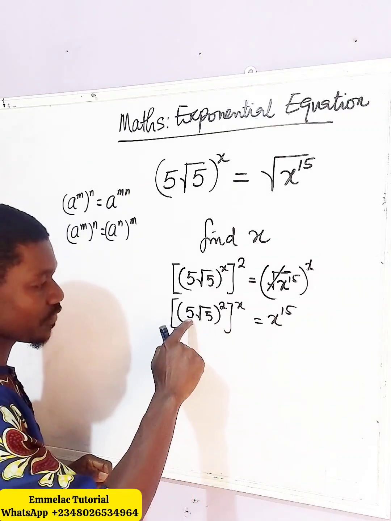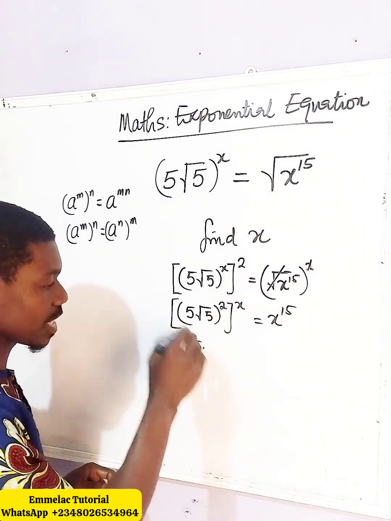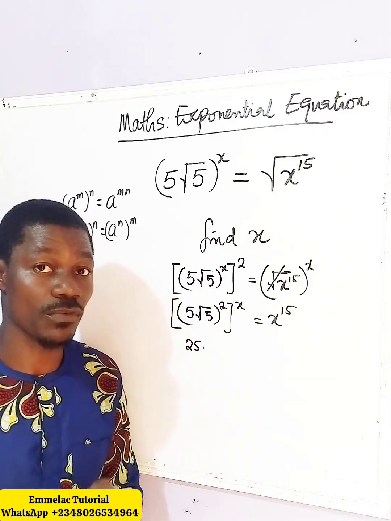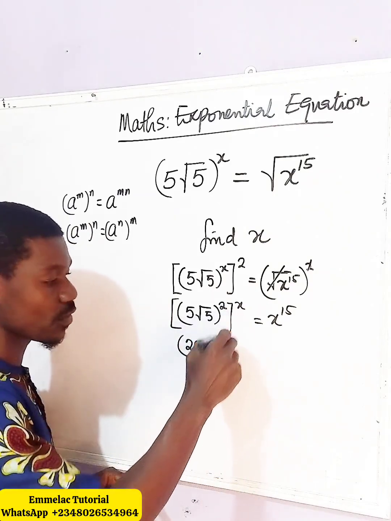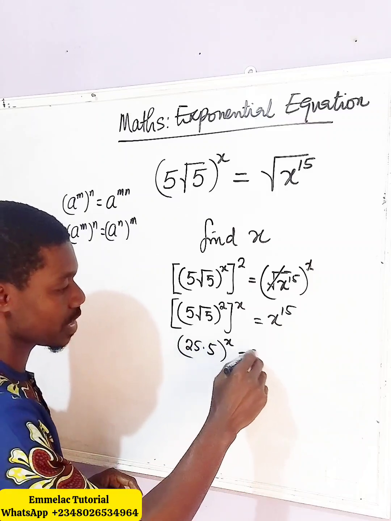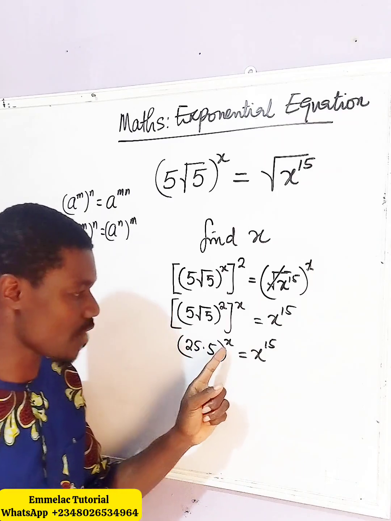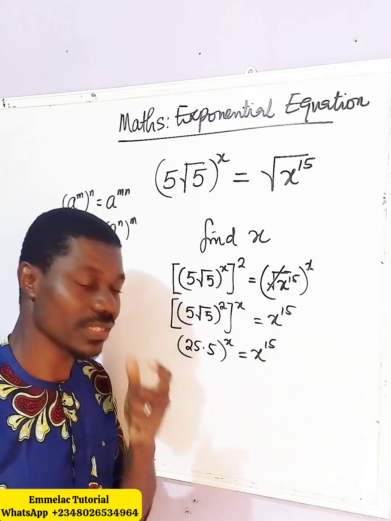So 5 raised to the power of 2 gives us 25, then times the square root of 5 raised to the power of 2, which gives us 5, then all raised to the power of x, then equals x raised to the power of 15.